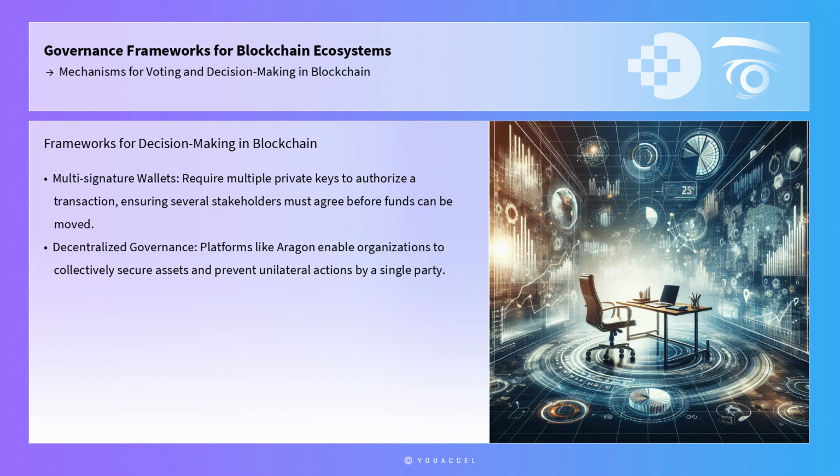Practical frameworks for decision-making in blockchain also include the use of multi-signature wallets and decentralized governance platforms like Aragon. Multi-signature wallets require multiple private keys to authorize a transaction, ensuring that several stakeholders must agree before funds can be moved. This mechanism is particularly useful for organizations that need to secure assets collectively and prevent unilateral actions by a single party.